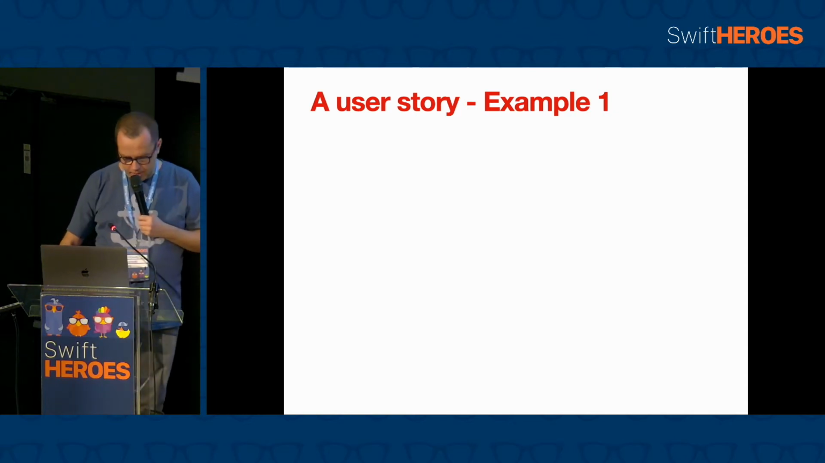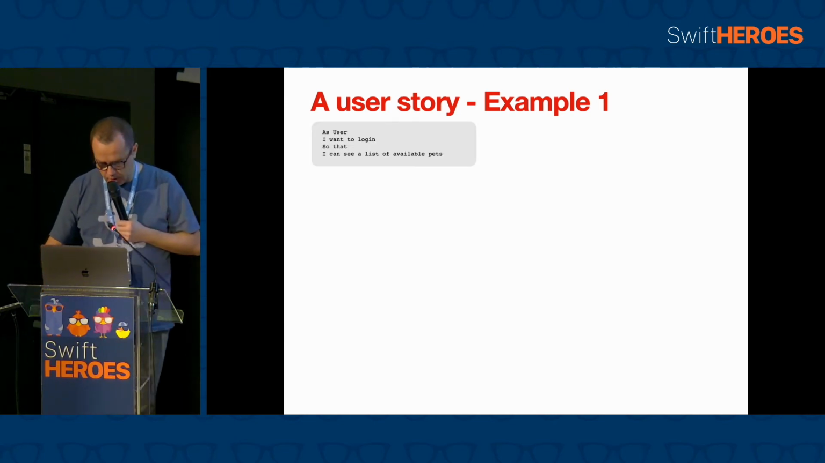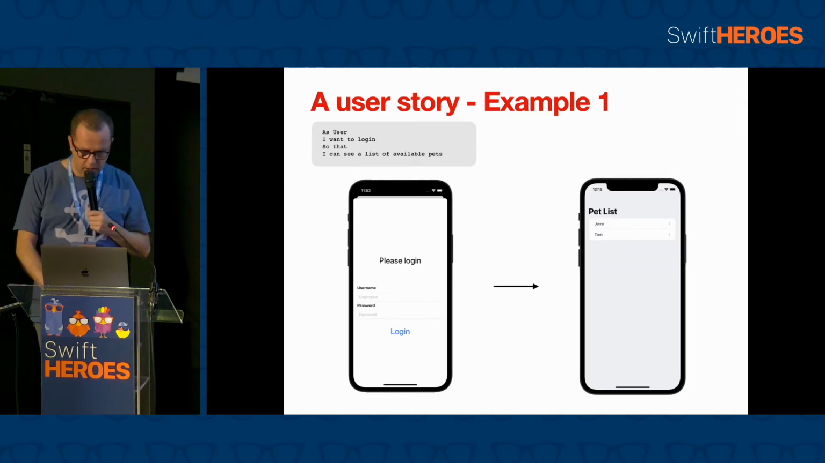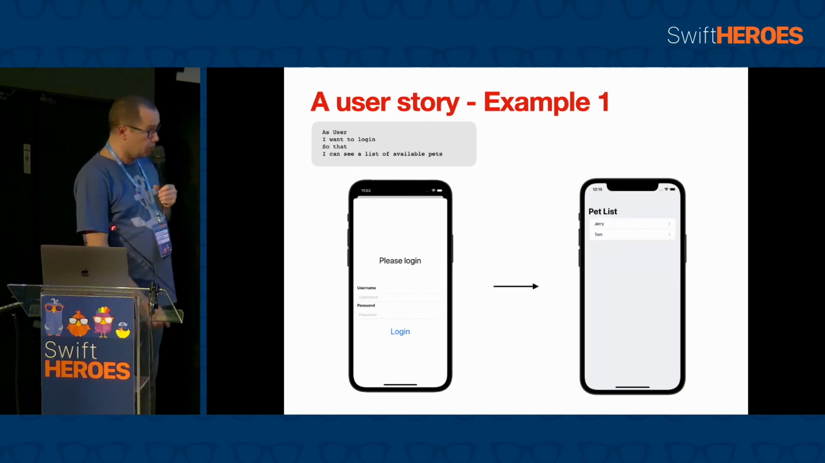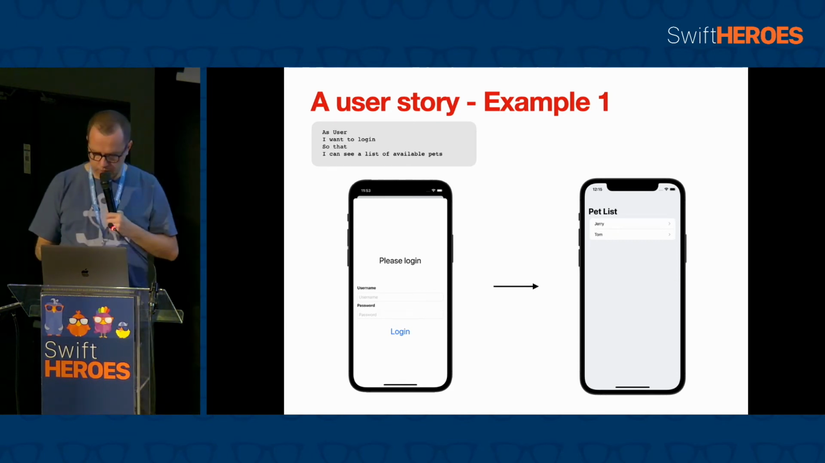Now my part is almost finished. I will just show you 2 examples. Suppose we have the following user story: as a user, I want to log in so that I can see a list of available pets. The user story is composed of two views, login form and pet list.